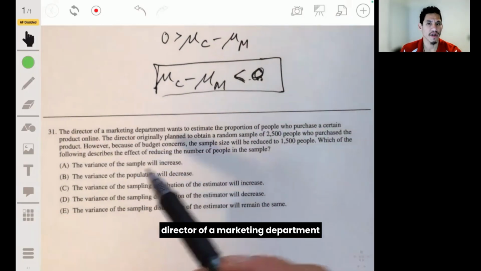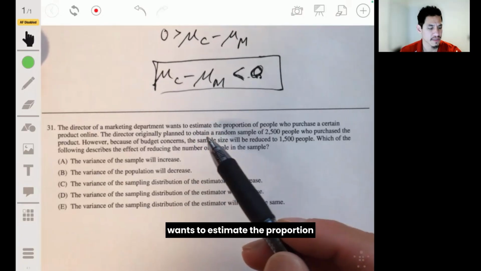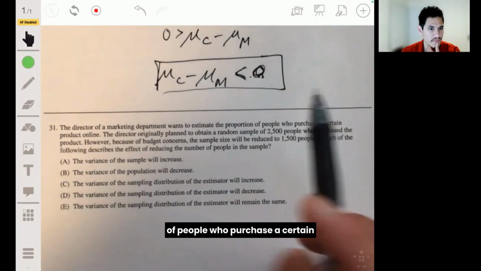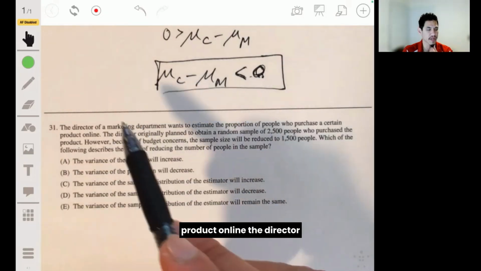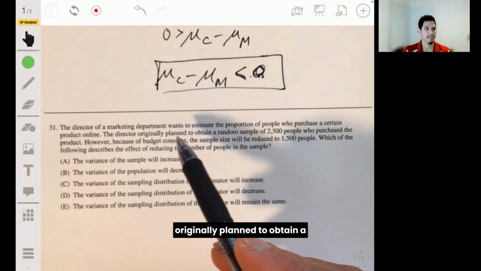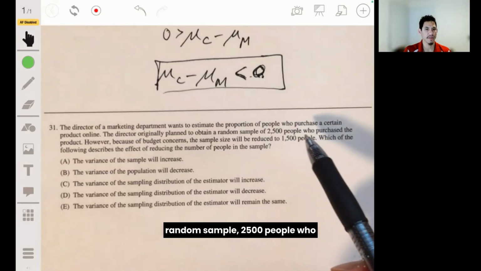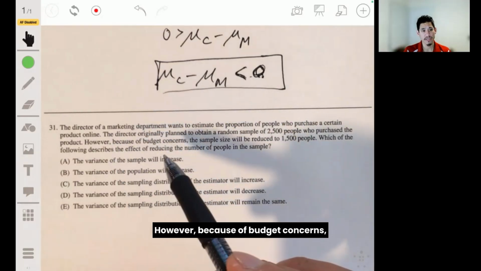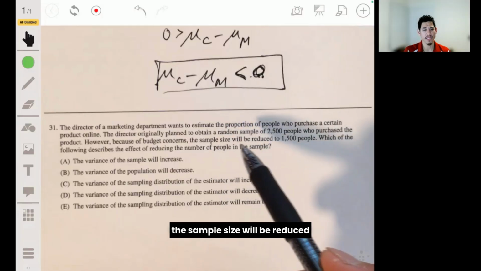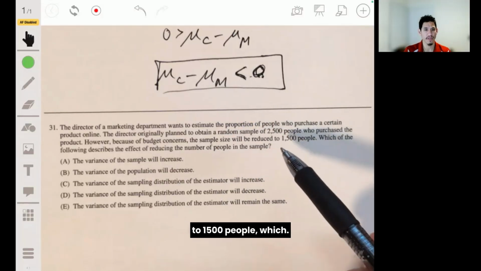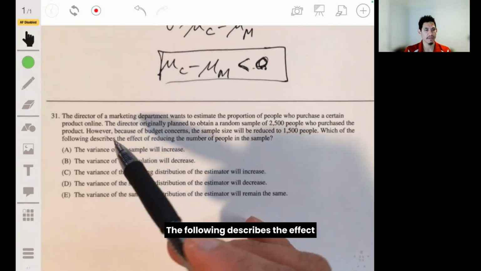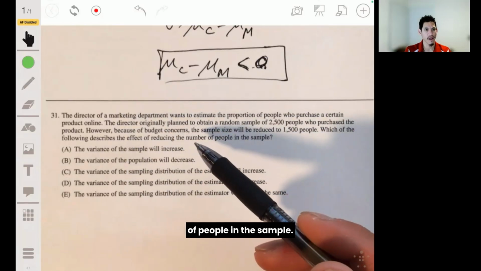The director of the marketing department wants to estimate the proportion of people who purchase a certain product online. The director originally planned to obtain a random sample of 2,500 people who purchased the product. However, because of budget concerns, the sample size will be reduced to 1,500 people. Which of the following describes the effect of reducing the number of people in the sample?